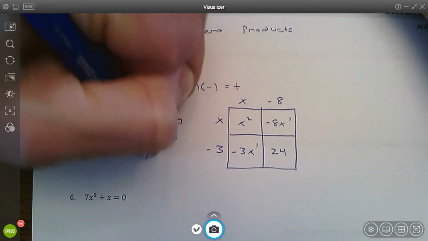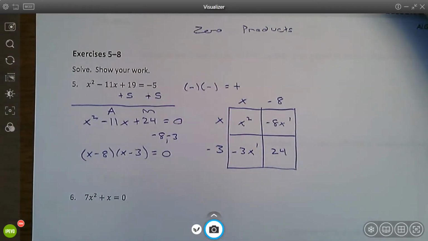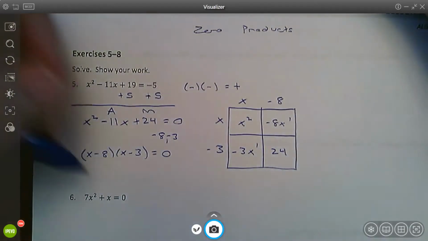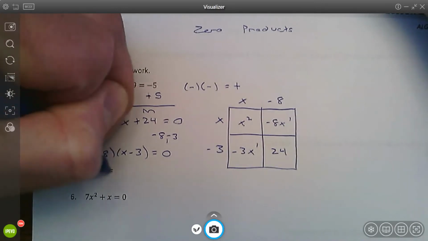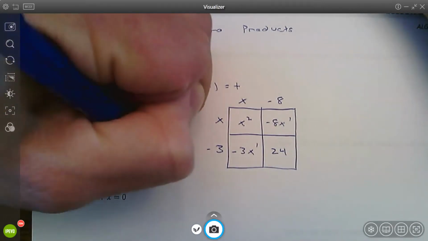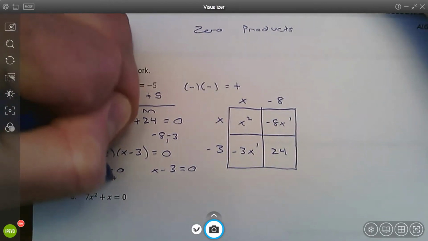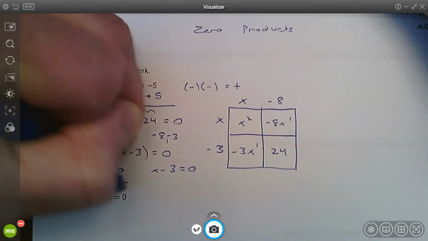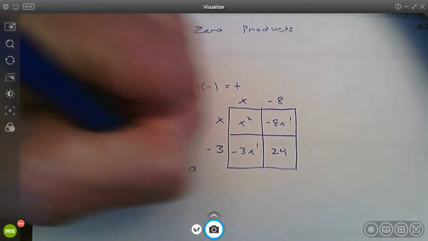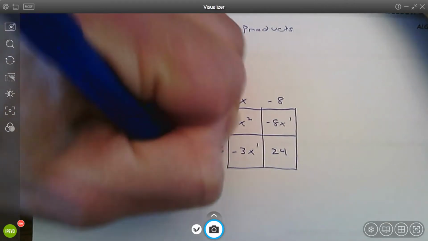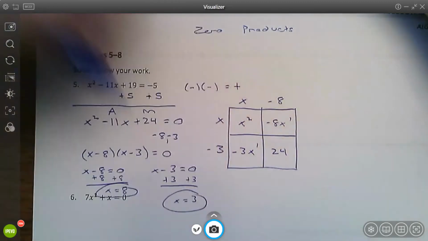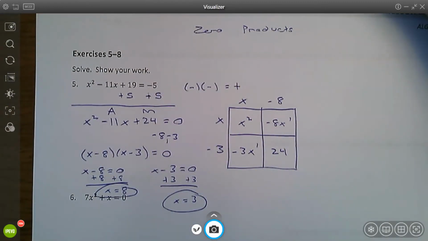This is an equation, so equals 0. So the zero product property says x minus 8 equals 0, or x minus 3 equals 0, or both. So plus 8, x is equal to positive 8, plus 3, x is equal to positive 3. So x is going to equal 8 or x is going to equal positive 3.